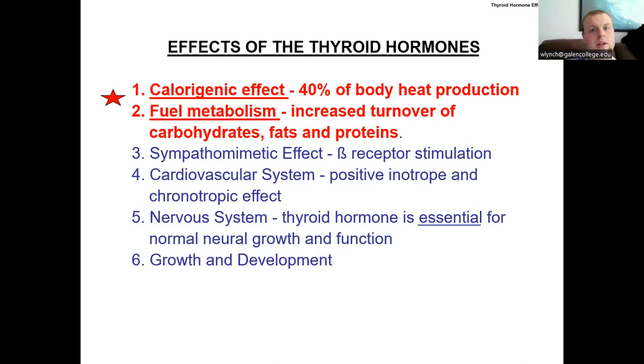It has a sympathomimetic effect, meaning that it mimics the sympathetic nervous system, stimulating beta receptor cells. It acts as a positive inotrope and chronotrope in the cardiovascular system. That means that it's going to increase the frequency and strength of heart contractions and heartbeats. And in the nervous system, it's essential for normal neural growth and function.